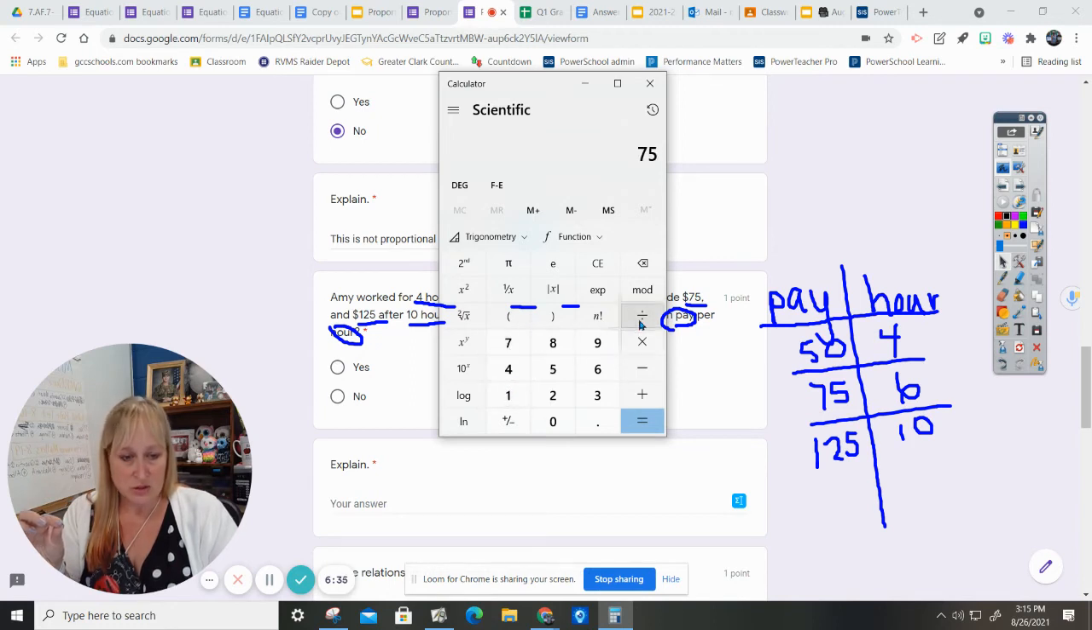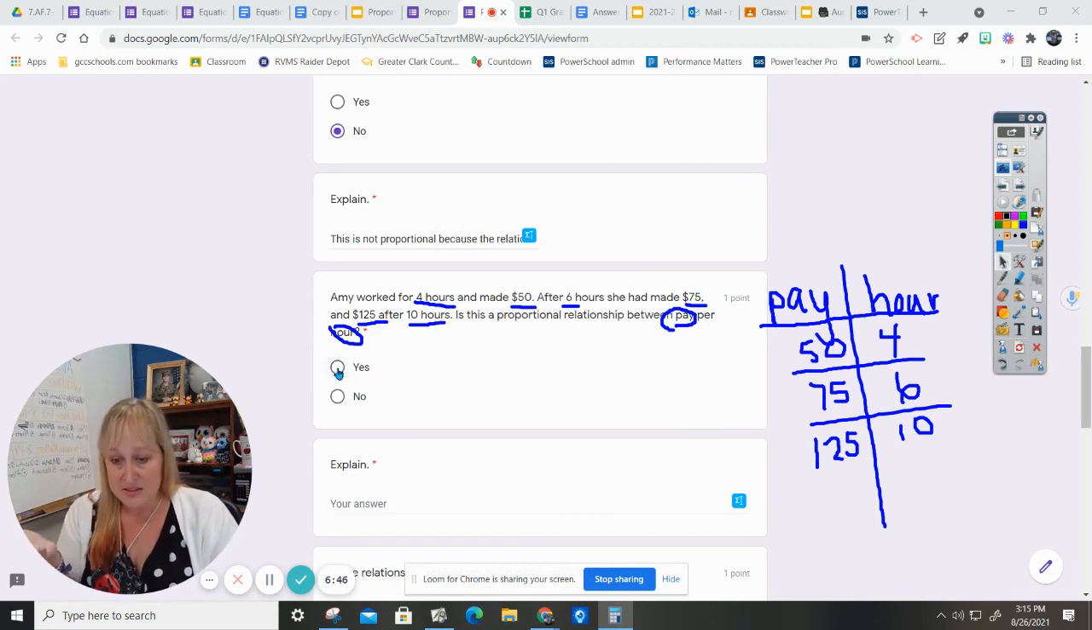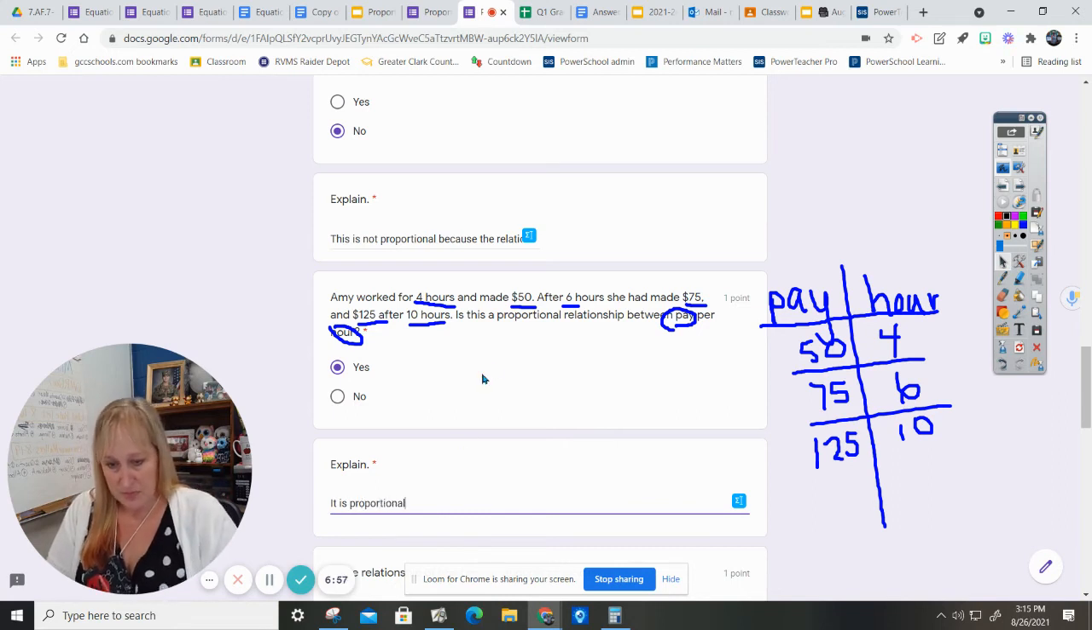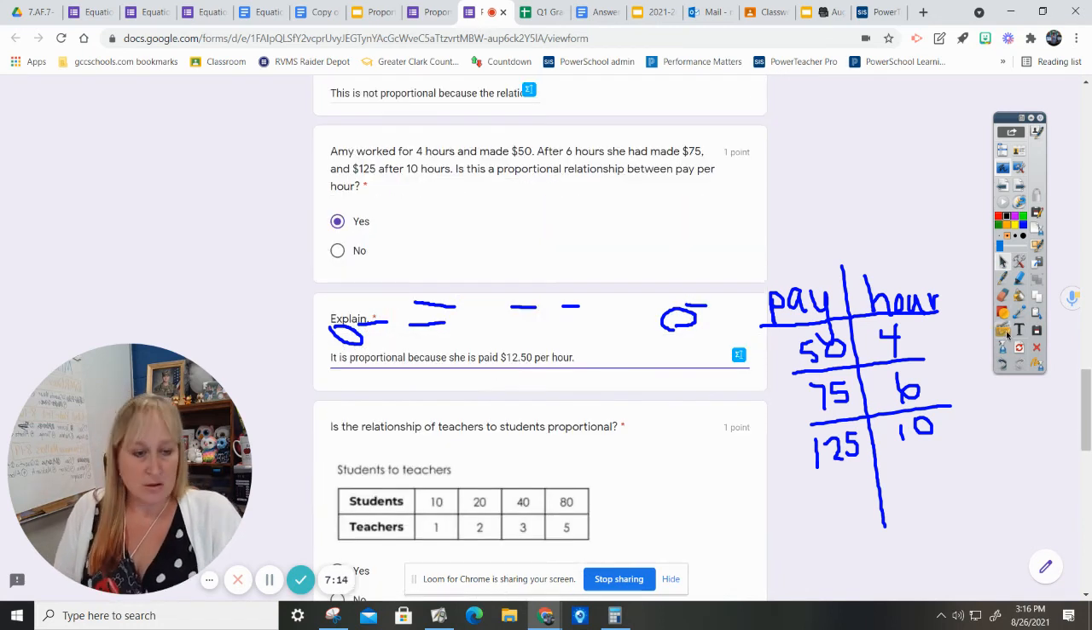Let's do $75 divided by 6. Still $12.50 an hour. $125 divided by 10. Still $12.50 an hour. So yes, this is proportional. Okay. The answer, it is proportional because she is paid $12.50 per hour, period. Good job.